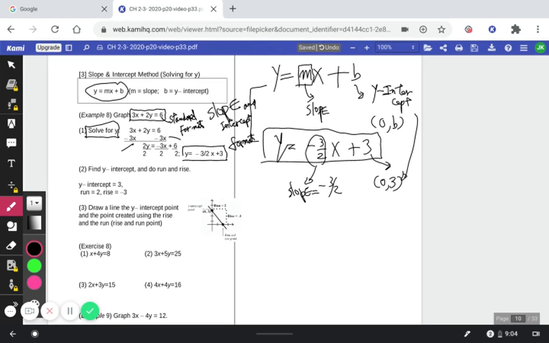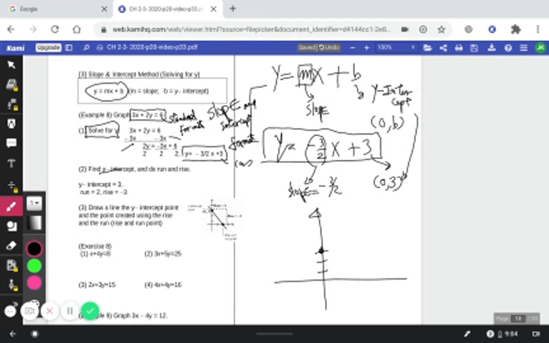Once you have this equation, which is slope-intercept format, like y equals mx plus b format, you always start with the y-intercept. What was the y-intercept? (0, 3), right? So you start from (0, 3), which is 1, 2, 3 here. You start from here, which is (0, 3), and then you run and rise.